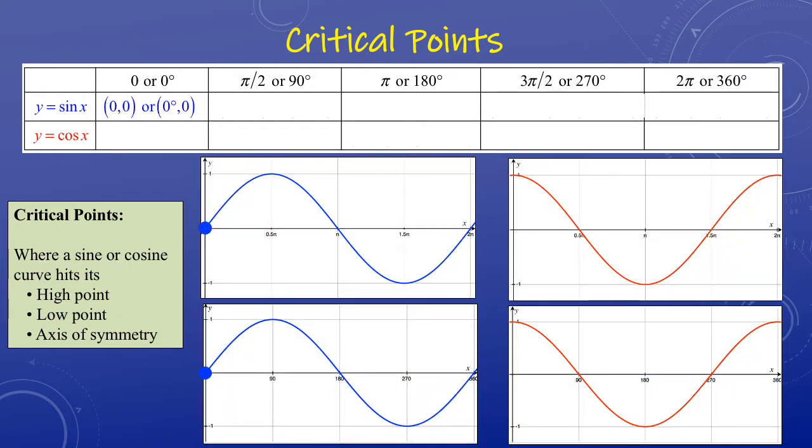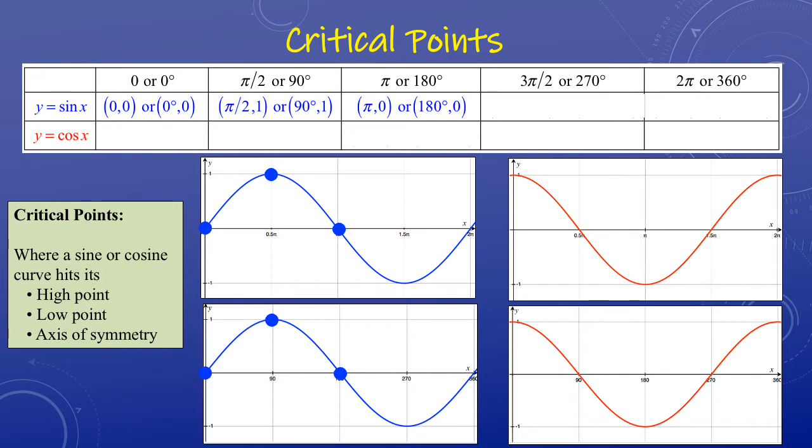So for the sine function, when x is 0 or 0 degrees, the sine of 0 or 0 degrees is 0, and thus our curve goes through the point 0, 0 or 0 degrees, 0. So when x is pi over 2 or 90 degrees, the sine of pi over 2 or 90 degrees is 1. So the critical point for the high point is pi over 2, 1, or in degrees, 90 degrees, 1.